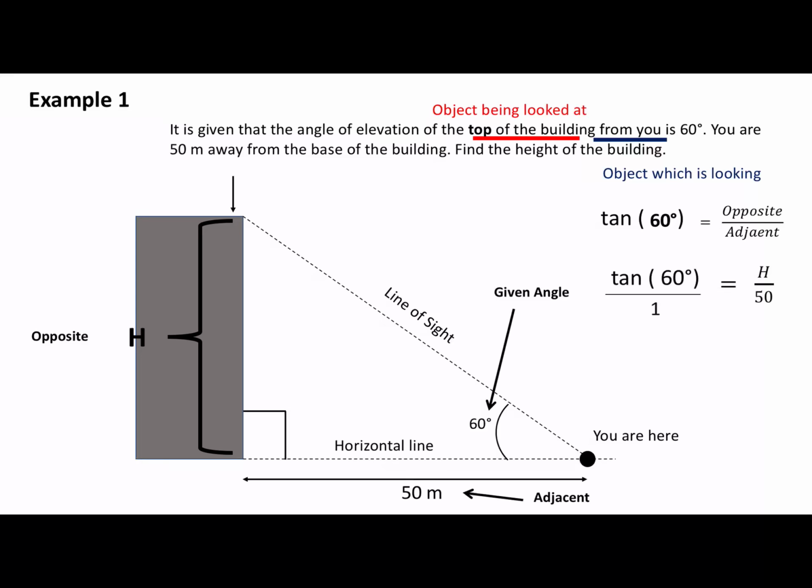So after you cross multiply, the 50 will go to tangent 60 degrees and the 1 will go to H. So 1 times H is simply H. Press this in your calculator. If your answer is not exact, round off to 3 sig fig. Okay, so pause this video, read through the steps again. Any question, please discuss with your partners first.